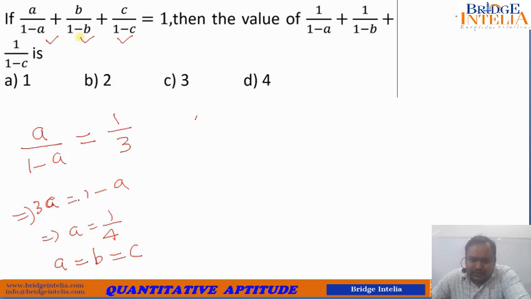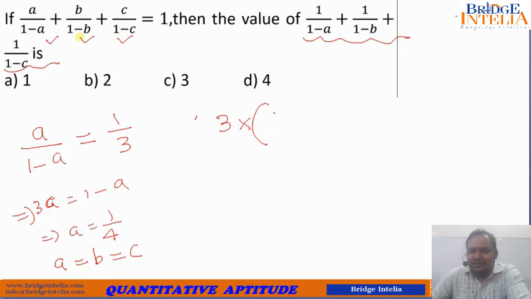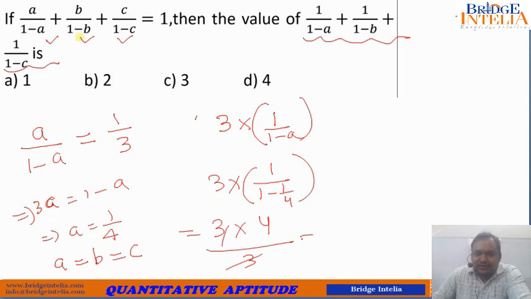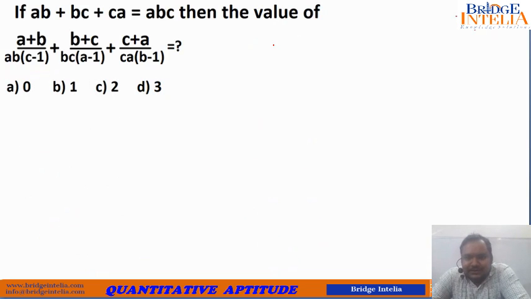So now a is equal to b is equal to c. Now see, you have been asked to calculate this. Instead of calculating all the three terms separately, you can calculate one term and multiply it by 3, because you know that all variables are equal. So the final answer would be 3 into 1 divided by 1 minus a, or 3 into 1 upon 1 minus 1 by 4. So this is nothing but 3 into 4 by 3. So the final answer is 4. This is how you must use symmetry. Now let's move further.